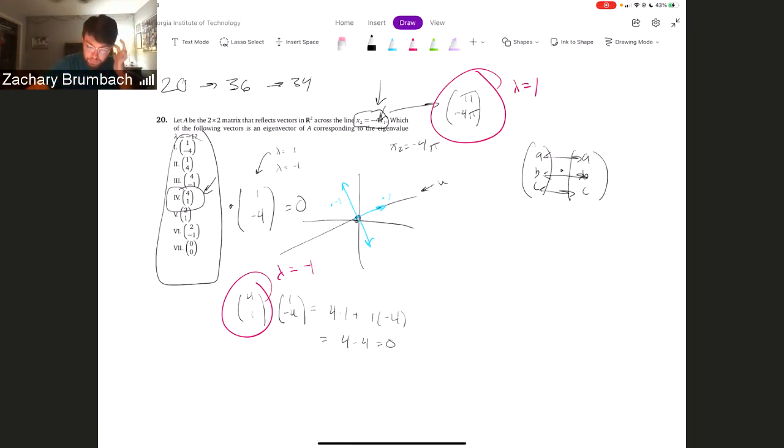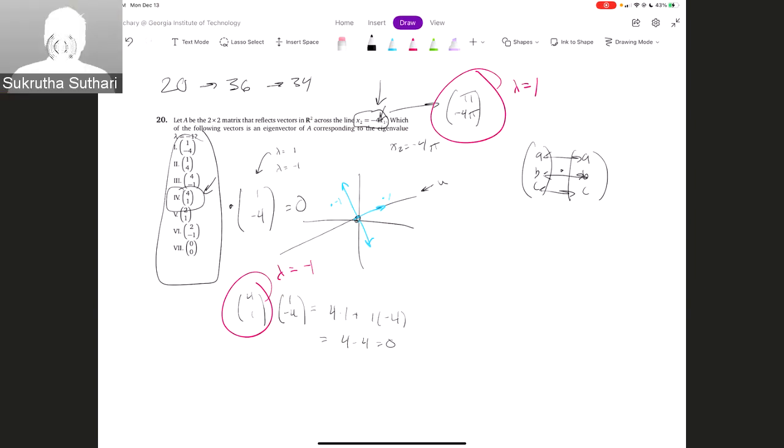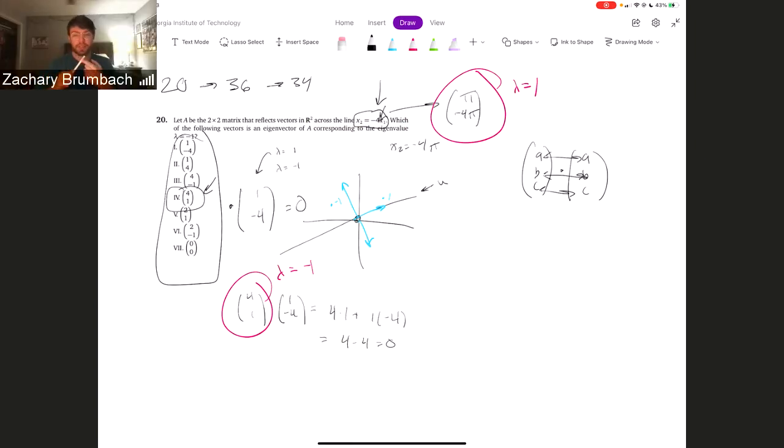Is it just a fact that when it's a reflection across the line, the eigenvalue is 1? Or how did you know that? Yep, that's exactly true. Things that sit on the line are 1. Things that are orthogonal to the line are -1. Similarly with a projection, if it is on the plane, it has a lambda of 1. If it is orthogonal to the plane, it is a lambda of 0. Those are the two really big facts you guys need to know.